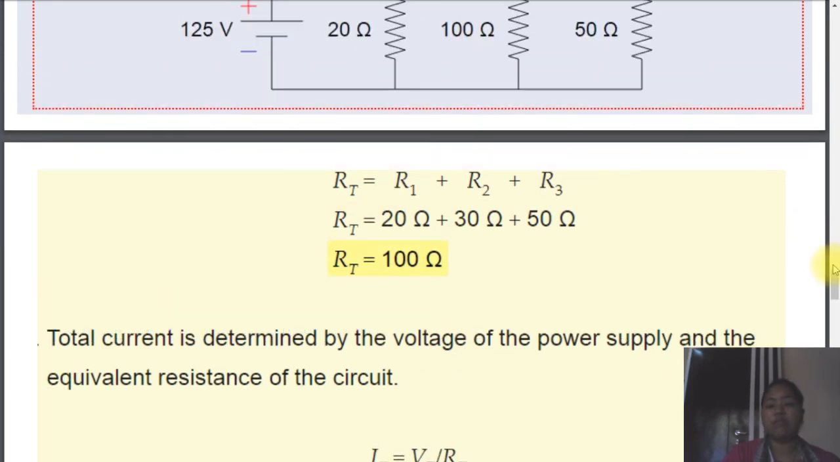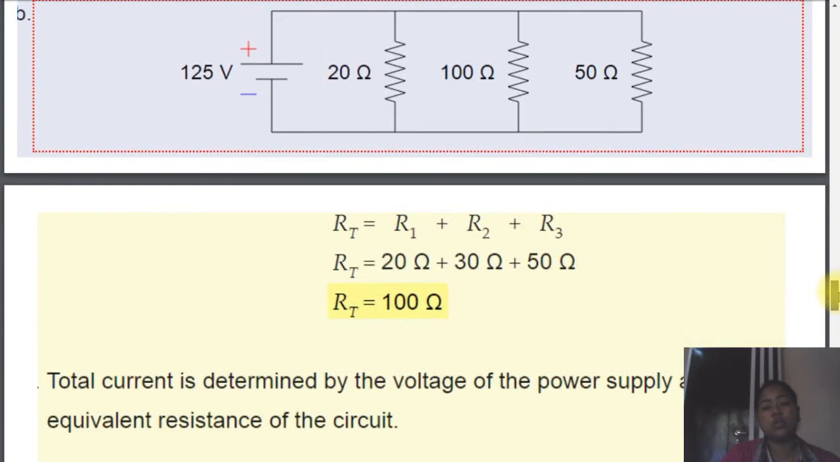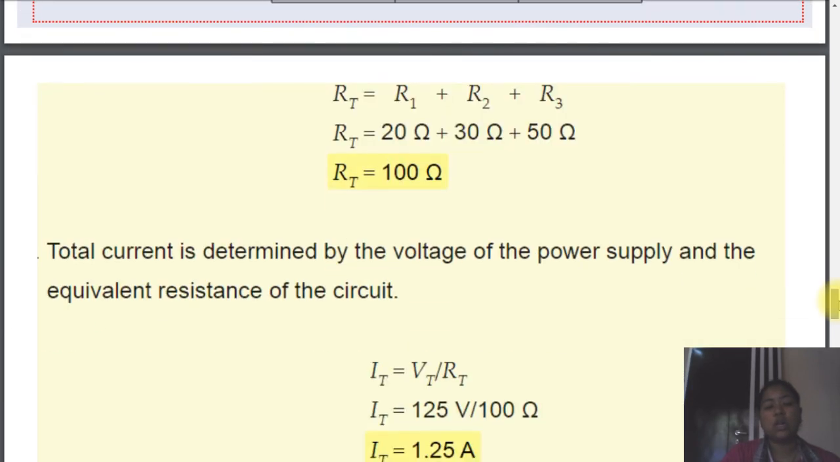After that, what do we have to calculate? We have to calculate the current through each resistor. How will we calculate the current through each resistor? So total current.